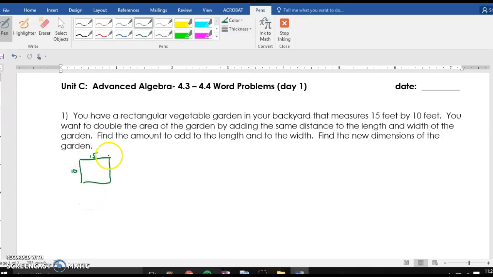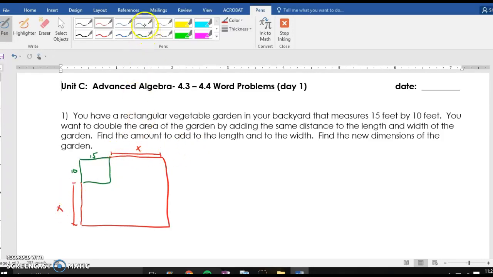It says you want to double the area of the garden by adding the same distance to the length and width of the garden. So what we're going to do is extend this side by so much and extend this side by so much. And what we want to do is double the area. So the amount we add to each side will be the same. So what do we call the distance we added here? We're going to say x. We're going to add x here.